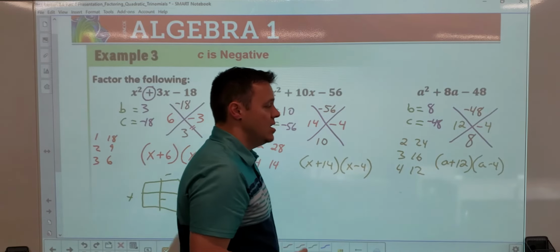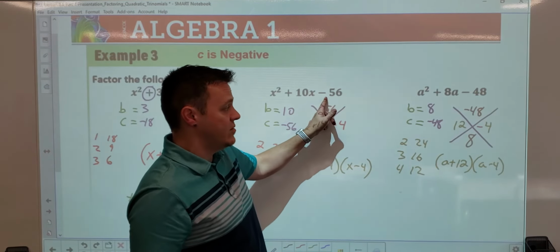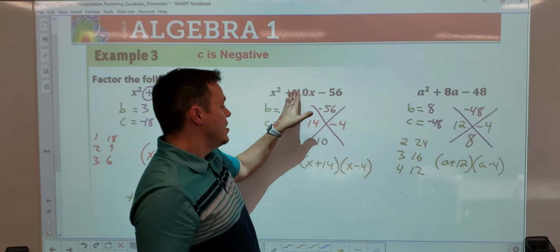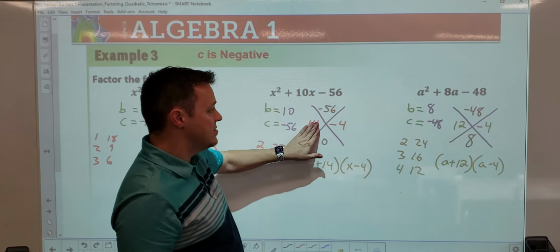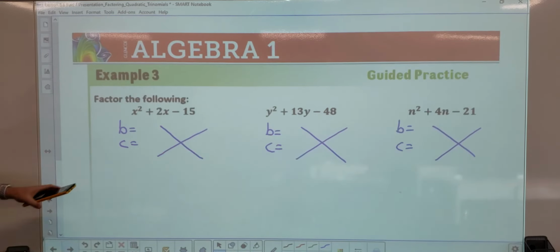What two numbers subtract? This is only when the C value is negative, okay? Now, this is where the greater number is going to be the positive number, 14 minus 4. Make sure you guys do that on your own.